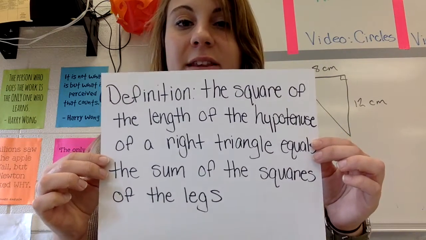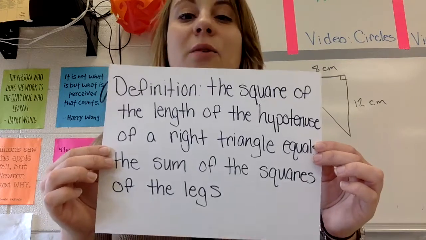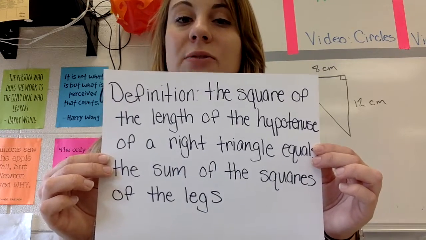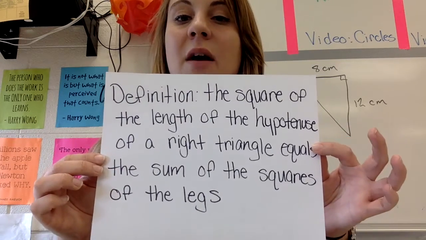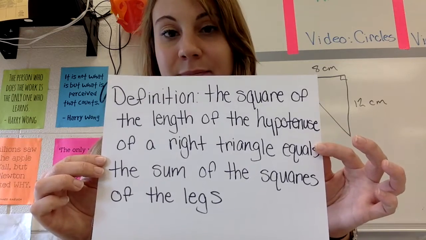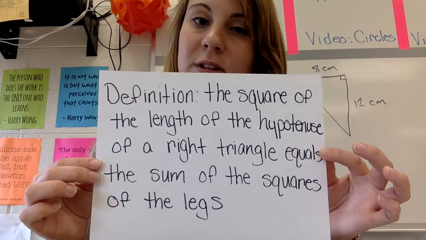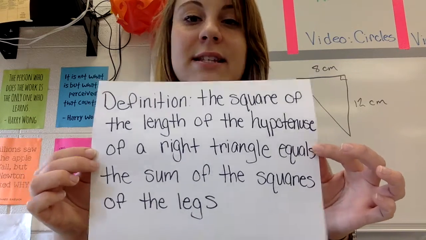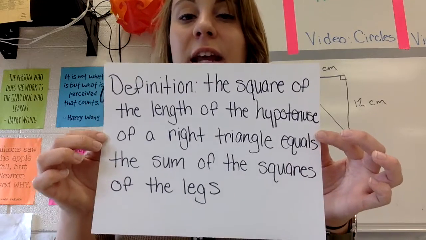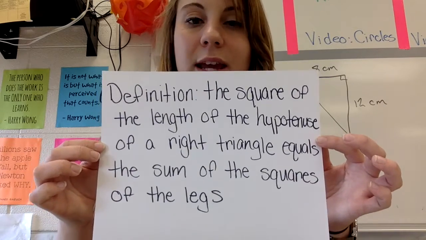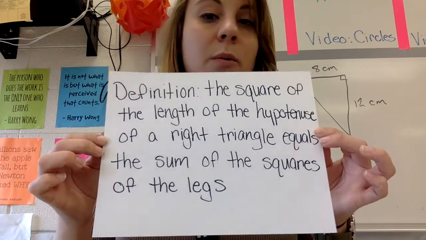Alright, the Pythagorean Theorem states that the square of the length of the hypotenuse of a right triangle equals the sum of the square of the legs. Alright, so pause the video if you need to, write this down. This is a very formal definition. It's a little wordy, but we're going to break down what this means.